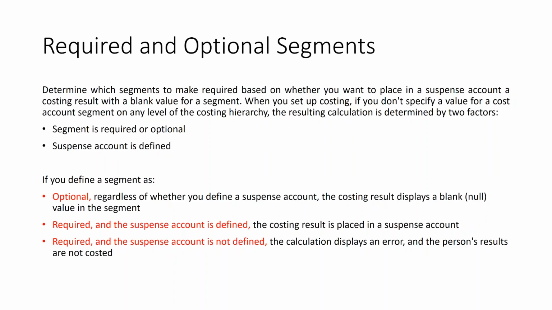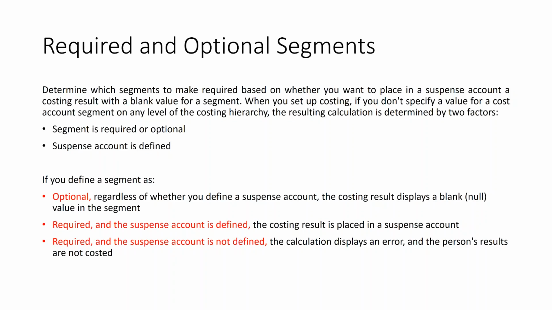Now, if all your segments are required and the suspense account is also defined, then if it doesn't find the value of any segment, it will go to the suspense account and pick up the value. So in that case, your costing process will not error. But if you have it required and you don't have the suspense account, then you have an error in your costing string.